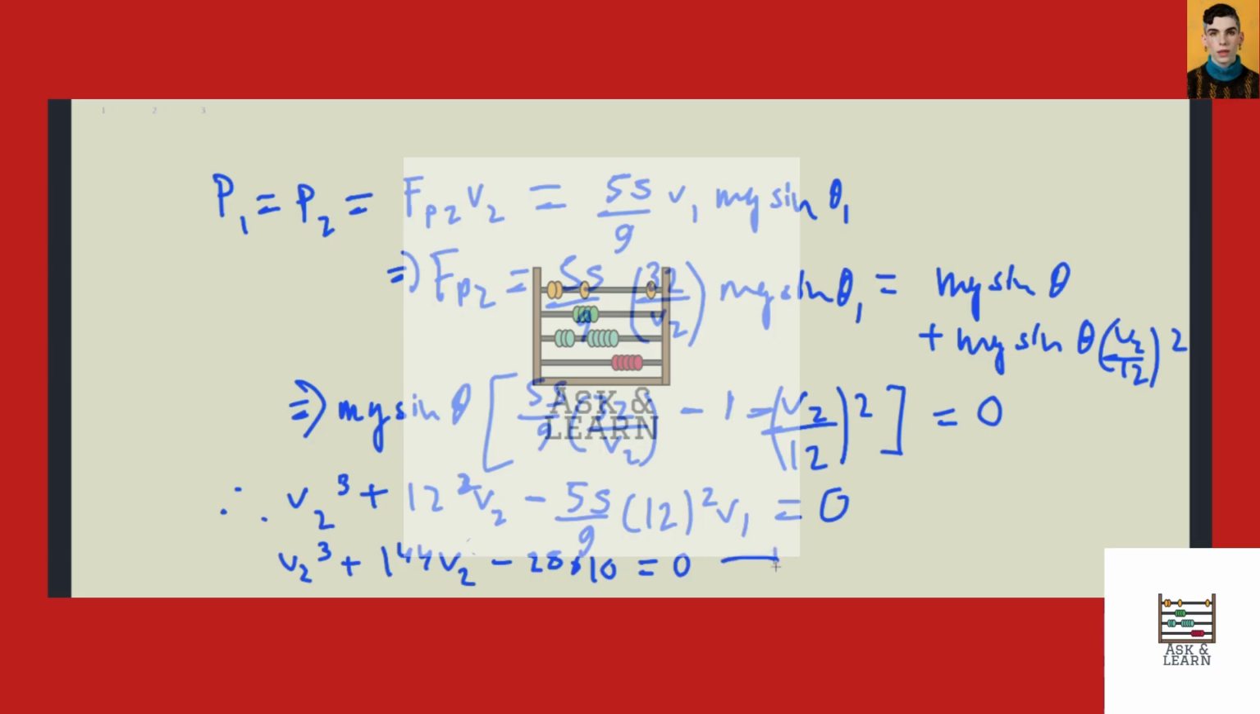So you can plug this into your calculator. This is a third order polynomial equation, and the answer comes out to be V2 equals 28.85 kilometers per hour. If you want to convert it to meters per second, go ahead. But as long as we're using the same units throughout, you should be good. And that is it.